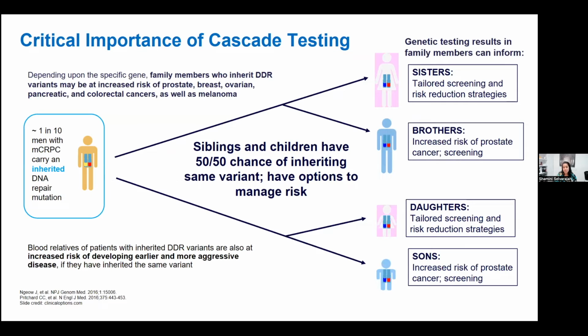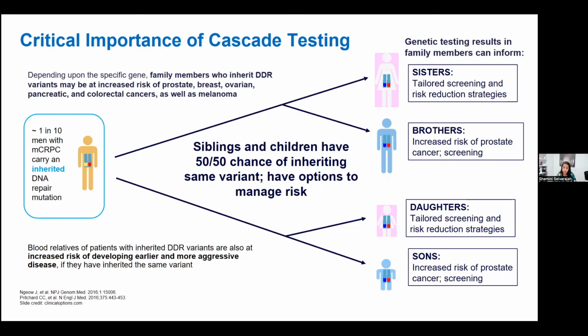Well, it comes down to something called cascade testing. So when somebody has a hereditary cancer, in the case of prostate cancer, men who have castrate-resistant prostate cancer have a 1 in 10 chance of that alteration actually being germline. So that means they have a 50% chance of transmitting it to their children, or there's a 50% chance that their siblings also might be carriers. So just knowing that status lets them manage the risk.